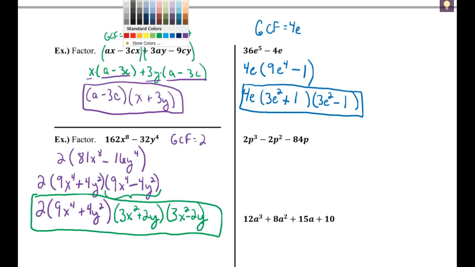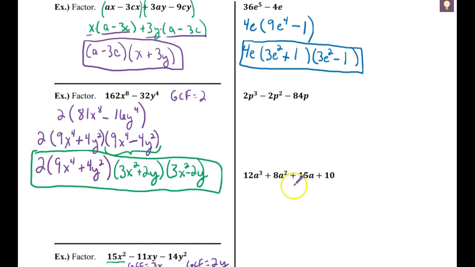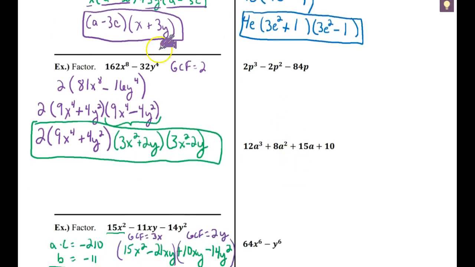Alright, let's look at another one. GCF first. In this case, I see they're all even, so 2, and they all have at least one p. So I can take out 2p. What's left when I take that out? 2 divided by 2 is 1. P cubed divided by p would leave me with p squared.